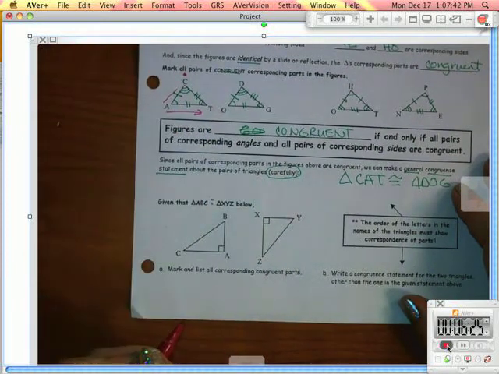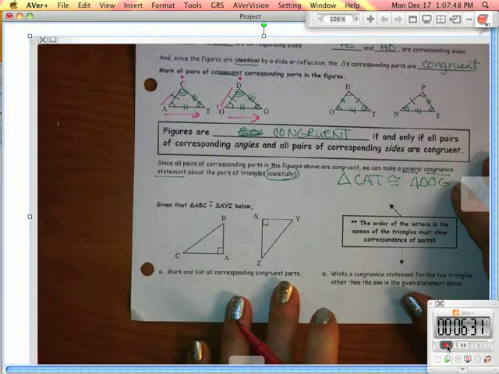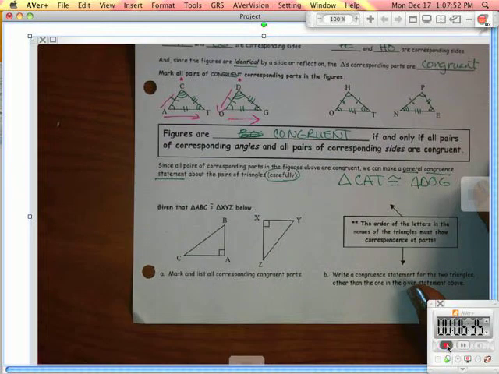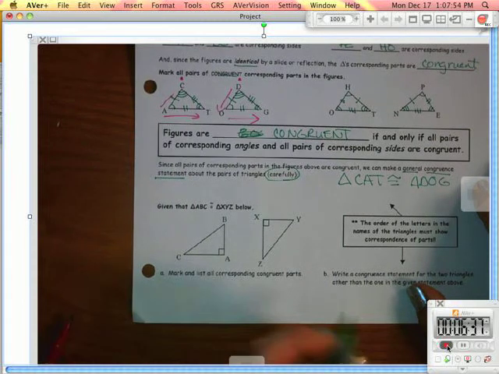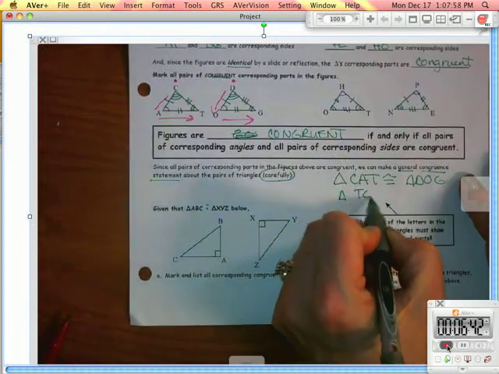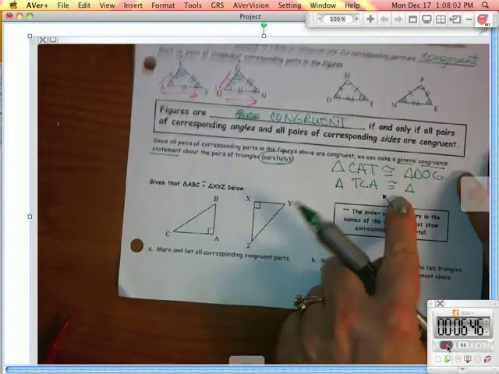Okay. Now, there's another way we could write it. Let's say we started with angle TCA. So what would be the congruent way to name this triangle? GDO. Yeah? Yeah. Okay, let's do a little more.